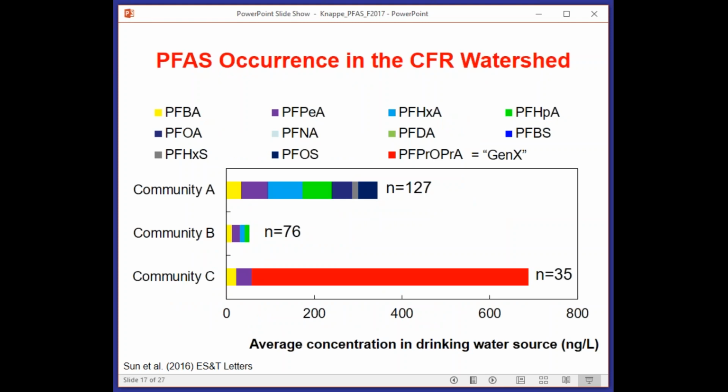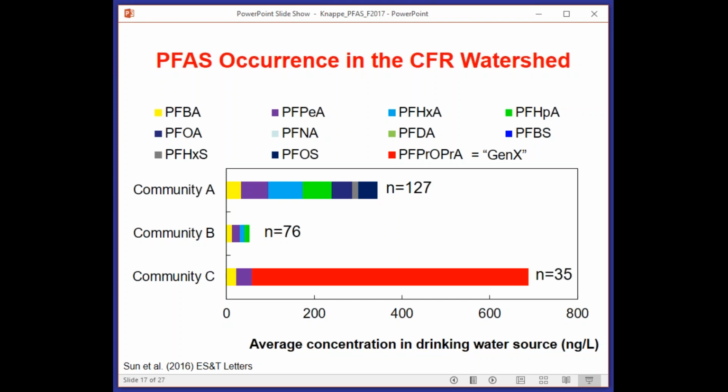So here, you can see results for daily composited samples that were collected at the intakes of each of these communities, community A being the most upstream, community C the most downstream. N represents the number of composite samples that we collected.